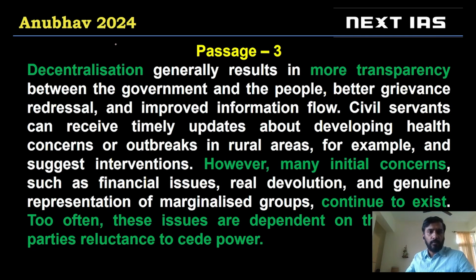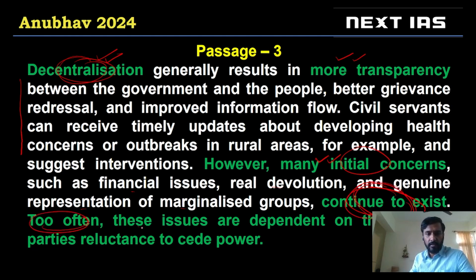Okay, now we're discussing decentralization and the benefits of it, more transparency. All of these I've not marked because this is sort of trite or repeated information. We have gone through that information many times while studying for a paper. However, many initial concerns about decentralization continue to exist. तो क्या initial concerns है? Initial concerns are financial issues, real devolution, genuine representation, etc. But why do they continue to exist? Why are they still in existence?